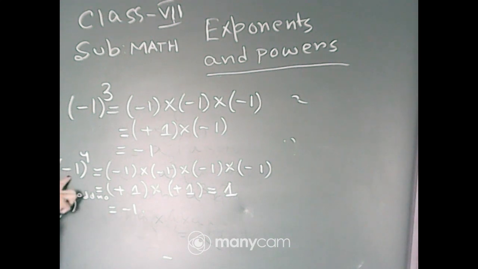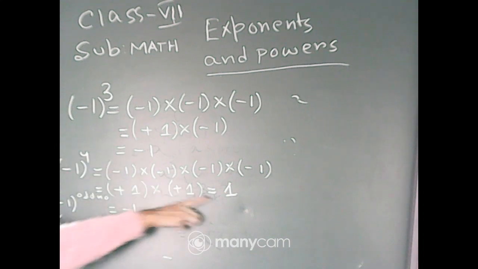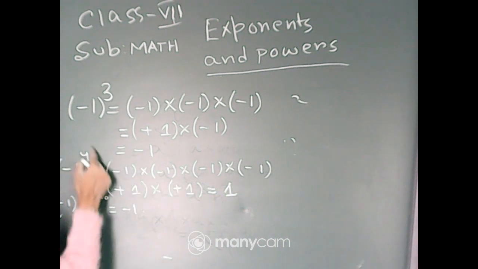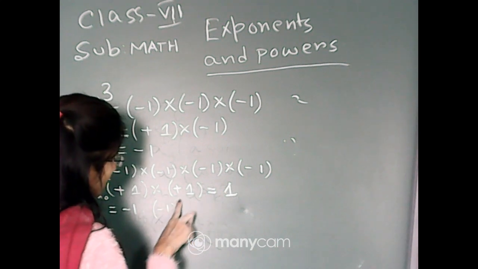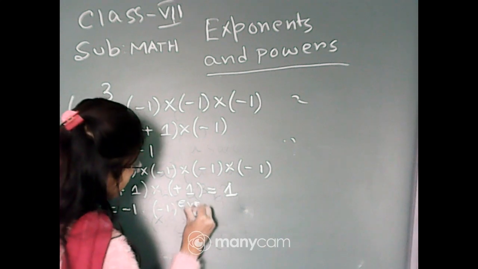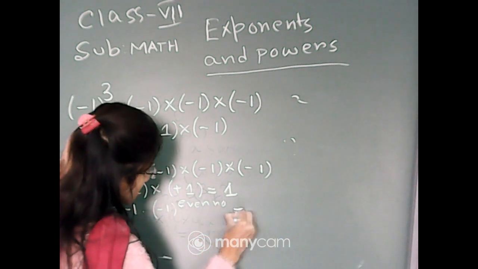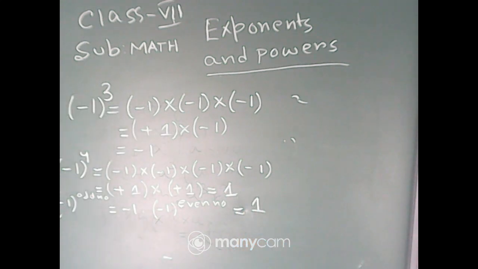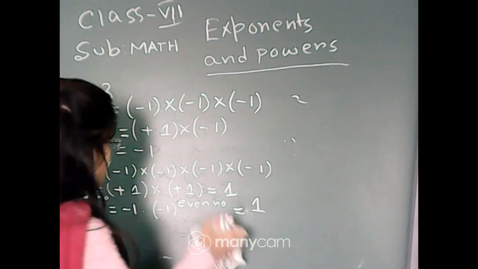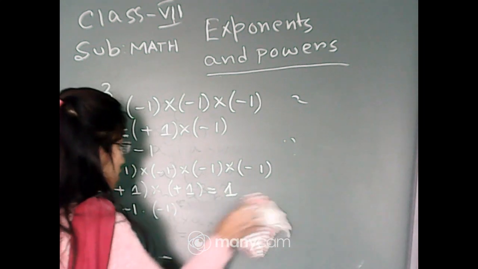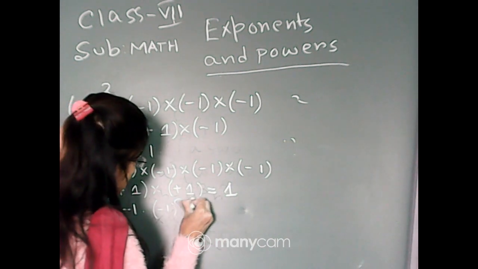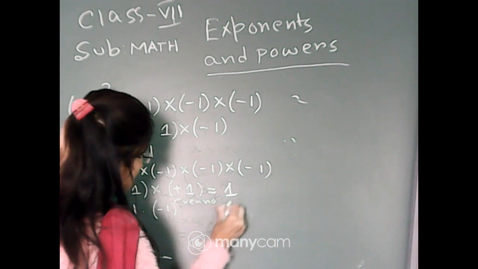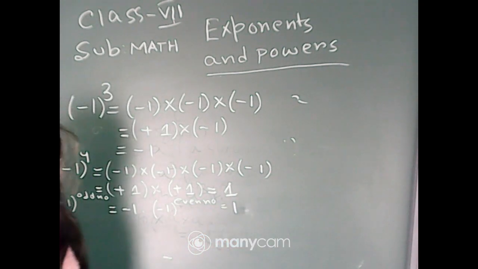And we see that minus 1 to the power even number is equal to plus 1. Since 4 is an even number, minus 1 to the power even number is equal to 1. Clear? Up to this portion, any problem? We clearly see that? Okay.